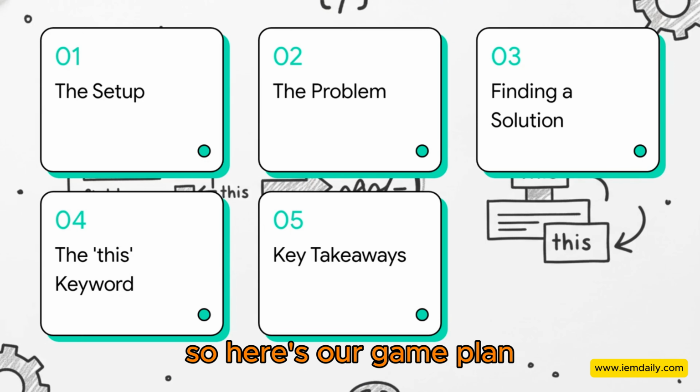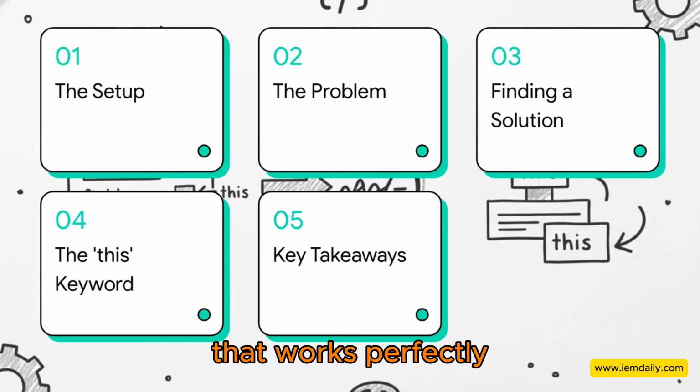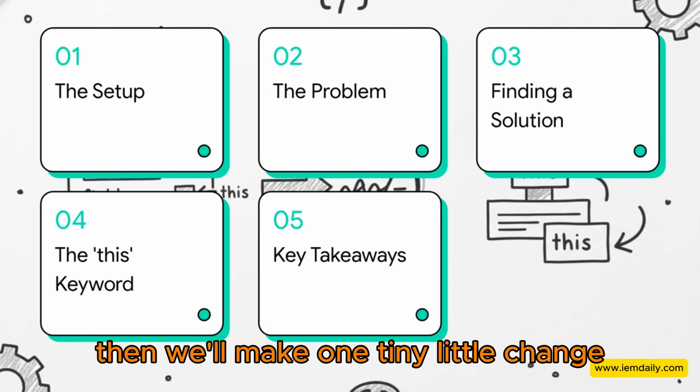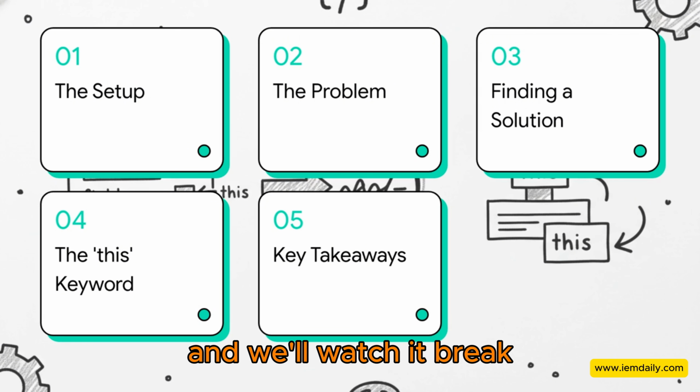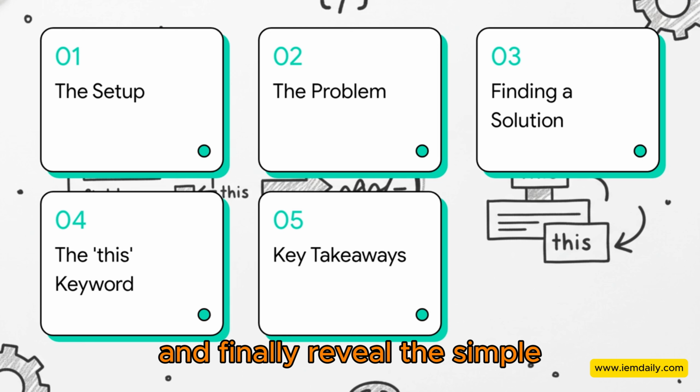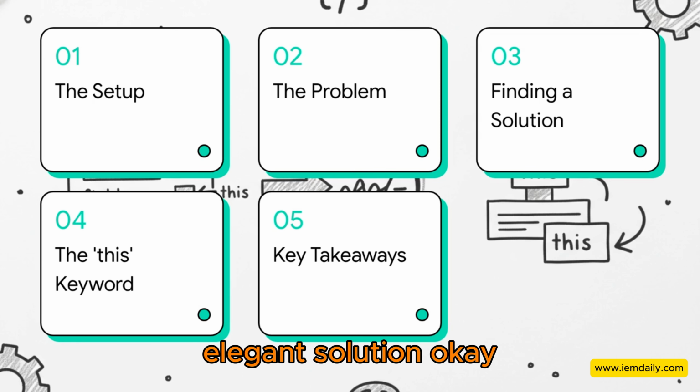So here's our game plan. We're going to start with a piece of code that works perfectly, then we'll make one tiny little change, a change that actually makes the code better to read, and we'll watch it break. That's when we'll dig into the real problem and finally reveal the simple, elegant solution.